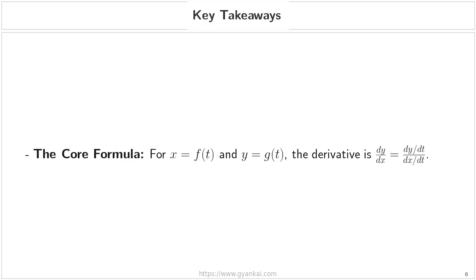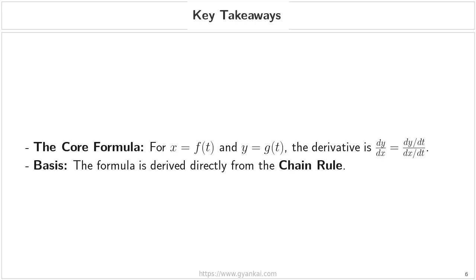Key takeaways. To wrap up our lesson, let us review the key takeaways to ensure you have a solid grasp of parametric differentiation. First, let's revisit the core formula. When both x equals f of t and y equals g of t, the derivative of y with respect to x is calculated as the derivative of y with respect to t divided by the derivative of x with respect to t. As we explored in the theoretical derivation at the beginning of this session, the basis of this formula is derived directly from the chain rule.